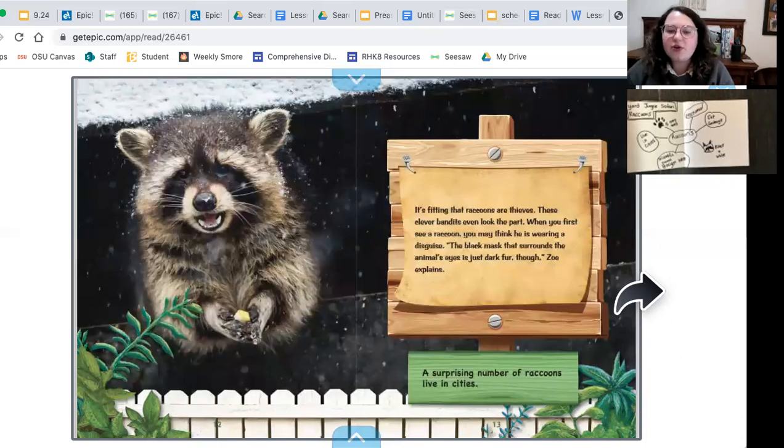It's fitting that raccoons are thieves. These clever bandits even look like the part. When you first see a raccoon, you may think he's wearing a disguise. The black mask that surrounds the animal's eyes is just dark fur, though, Zoe explains. A surprising number of raccoons live in cities.